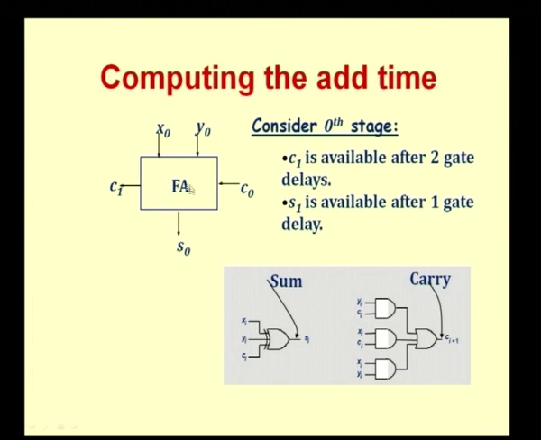Let us take the 0th stage. Okay. The 0th stage has these inputs, right, x naught, y naught and c naught, and produces the output s naught and c1. Now, remember that the carry comes after an AND gate and an OR gate, and the sum, if I use a 3 input exclusive OR gate, is available after 1 gate delay. So, I can say S1 will come after 1 gate delay, whereas the carry 1 is available after 2 gate delays. Okay. So, this is at the 0th stage.